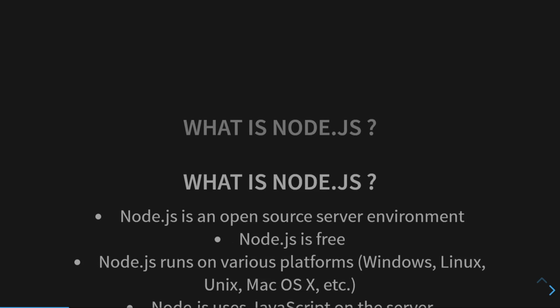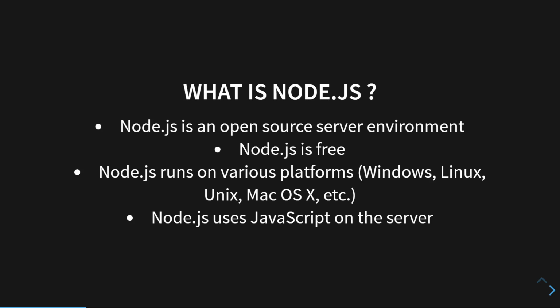Node.js is a server environment like PHP, Ruby, Java, C, Python. Node.js is completely free. Node.js can be run on all popular platforms like Windows, Linux, Mac and others. And the most important for me, Node.js is based on JavaScript, the same JavaScript that we all use for the front end. Now we can use it to create backend.